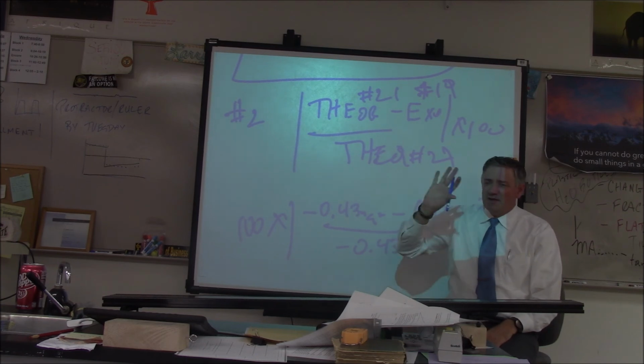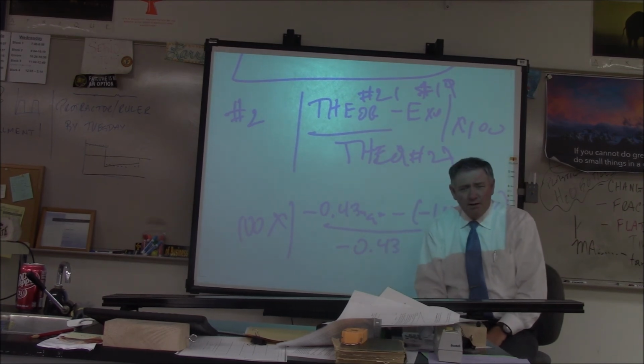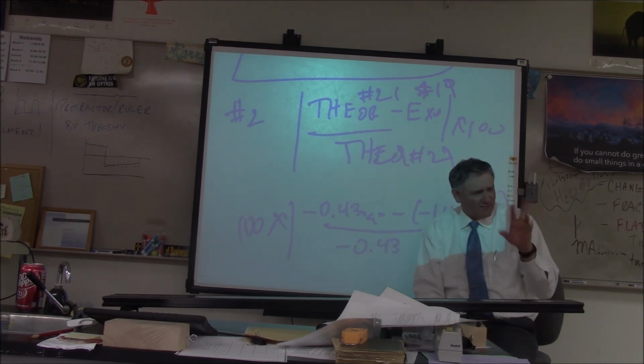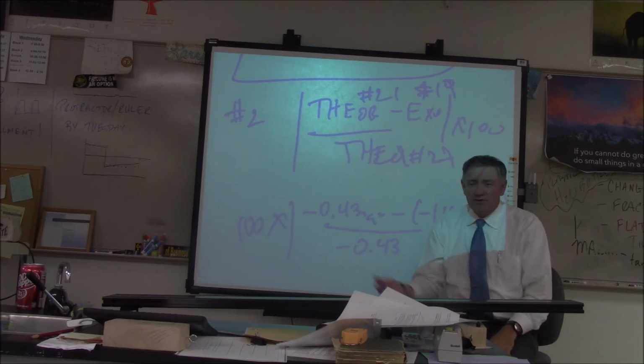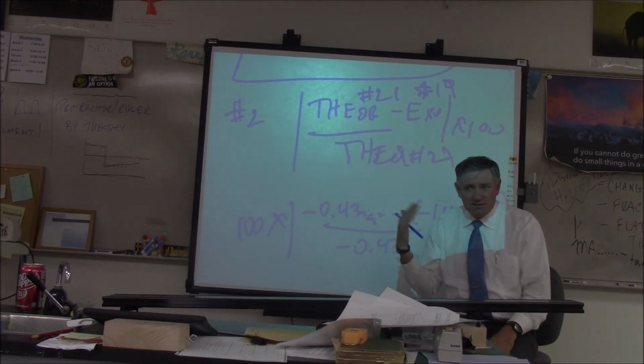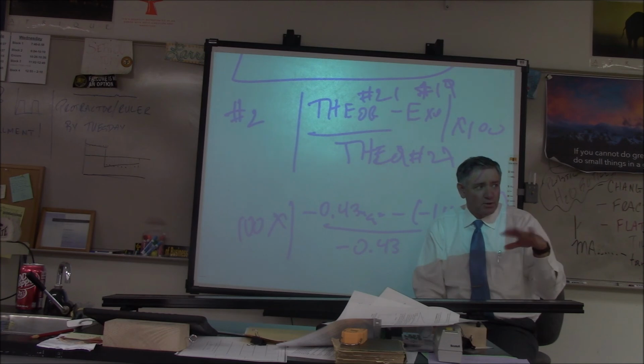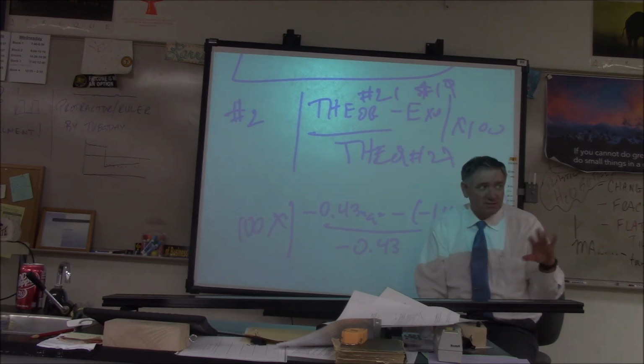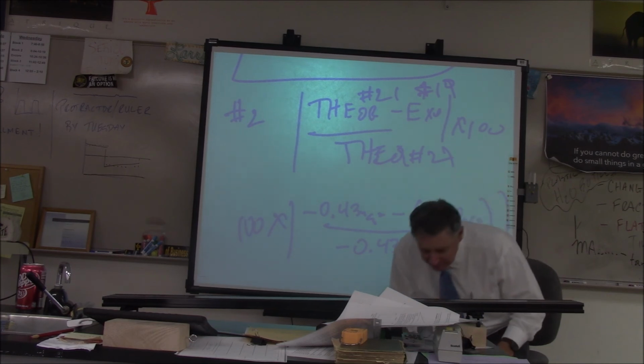And usually these errors are pretty small. Usually they're around 5 to 10%. Okay, if you get an experimental error of like 80%, you have done something horribly wrong. Something went way south on this.